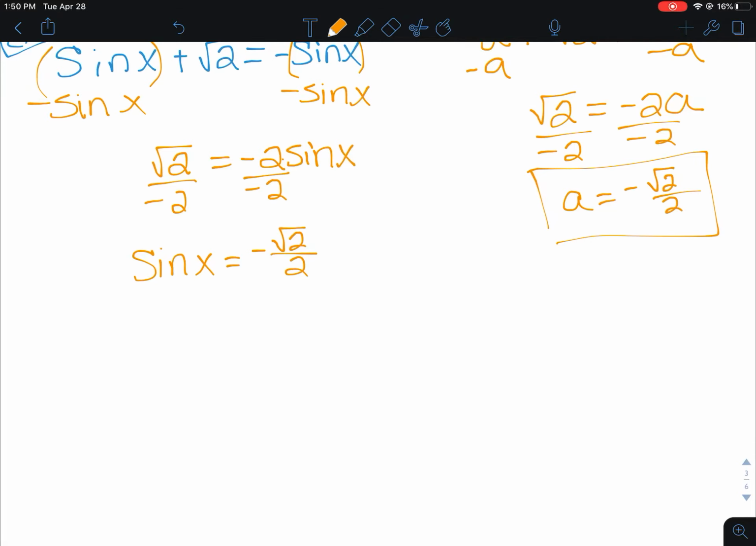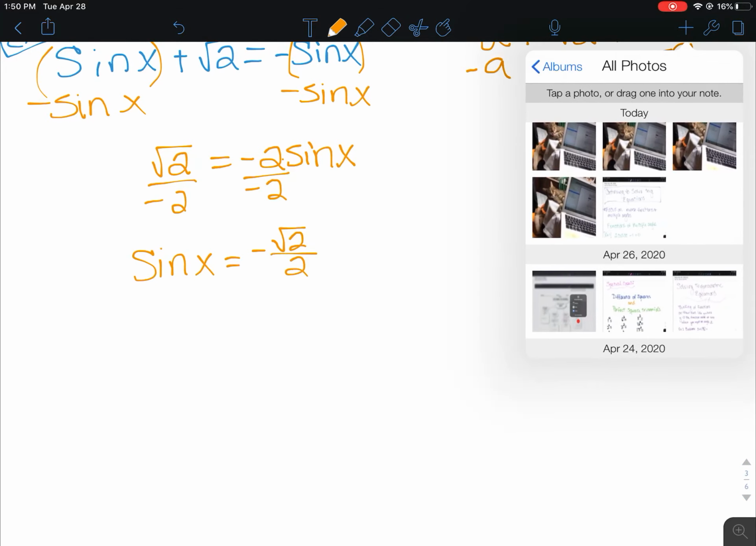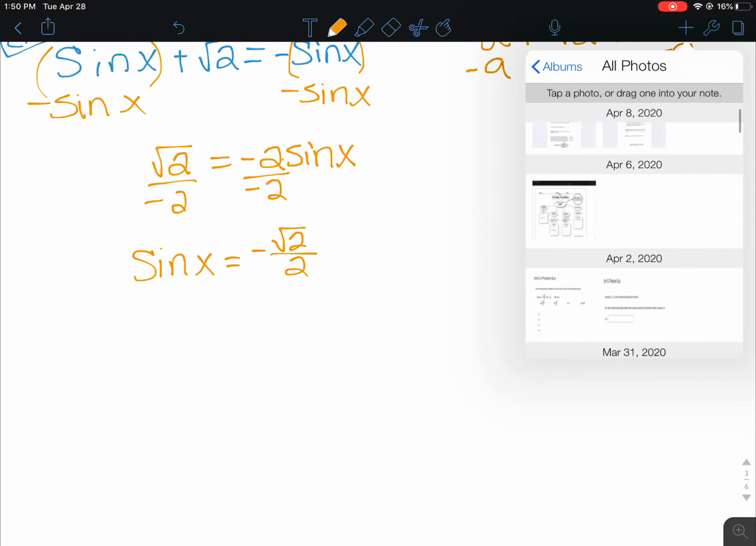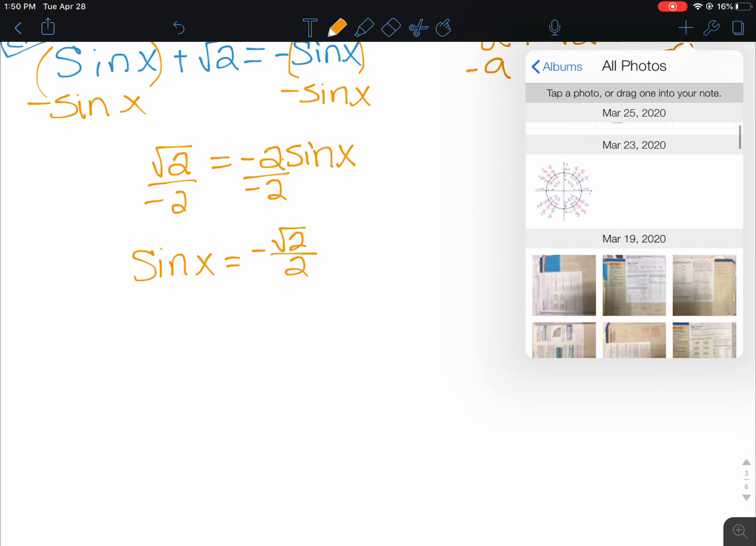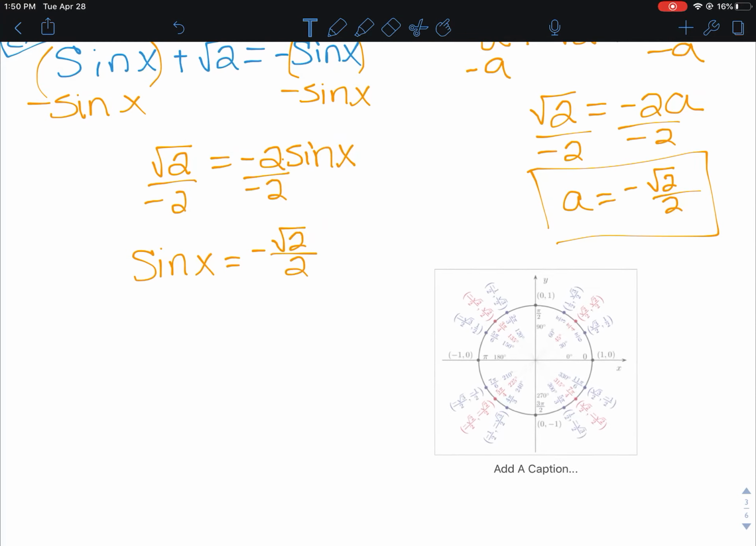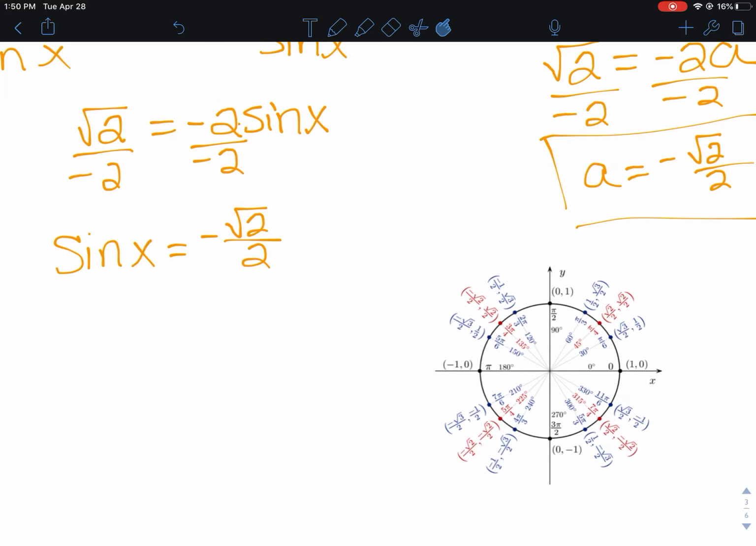Now what do we have to do? We have to go find our handy-dandy unit circle. Just reminds me of Blue's Clues every time I say it like that. Our handy-dandy notebook. All right, and oops. Let's move this over here.